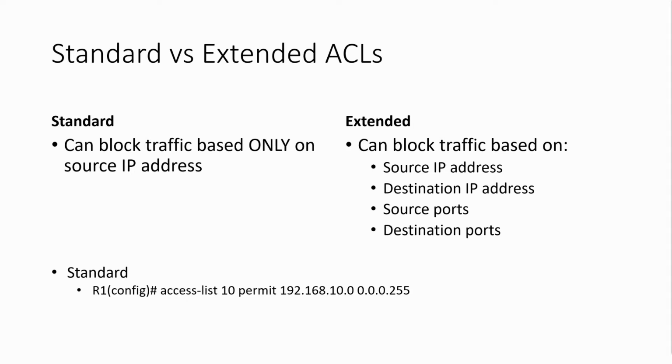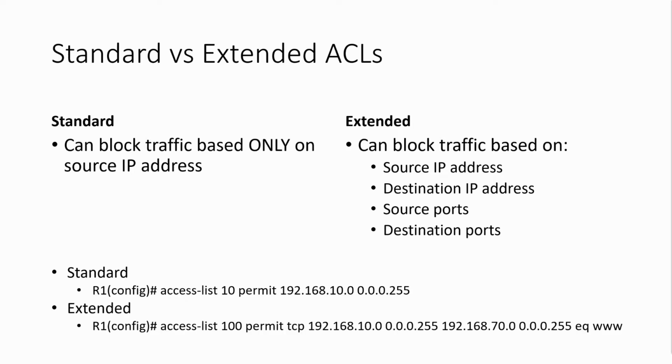So if you want to block HTML traffic from the 192.168.10 network that's going to the 192.168.70 network, you can do that with an extended ACL. As you might have seen on the last slide, instead of a subnet mask, there was a different kind of mask. This is called a wildcard mask.